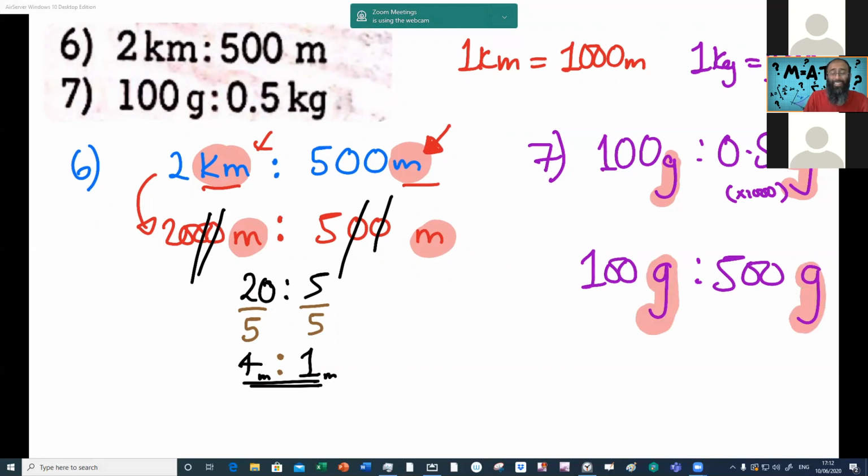Can we start cancelling now? Yes. We couldn't cancel in the beginning because the units were different. Now the units are level, so we can cancel them now. So what should we cancel them by now? Give me an idea.